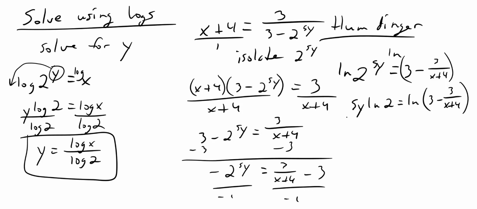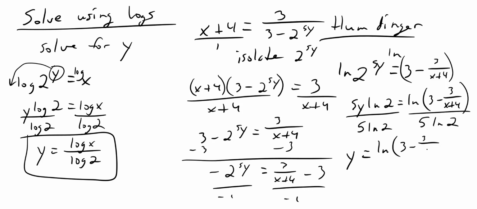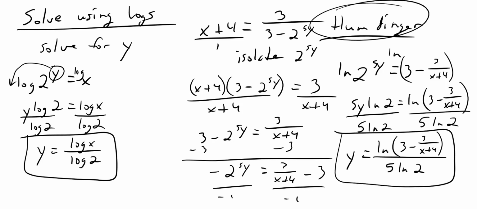So my very last step here is I'm going to divide by 5 ln of 2. I need to get rid of the 5 and the natural log too, so I'll do it in one step. And that's it. It looks ugly, but that's what it is. So y is equal to ln of 3 minus 3 over x plus 4, over 5 ln of 2. Woo! See why I wrote humdinger? It's not bad. You're just using a little bit of logs, and then everything else is algebra. Algebra is easy.